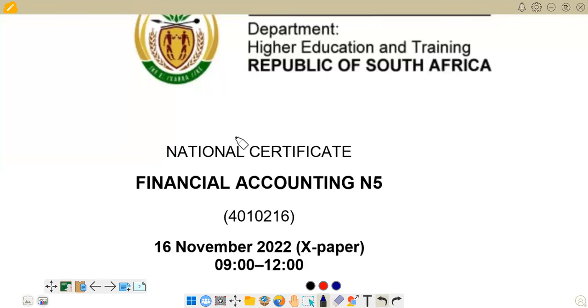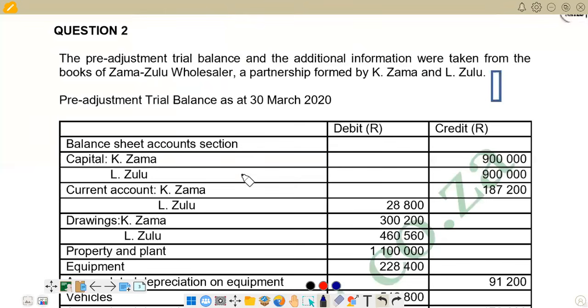Today we want to look at a question paper of November 2022. On that question paper, we are going to look at question 2, whereby we are going to prepare the statement of profit or loss and other comprehensive income. So we can go to our question and see what we have.